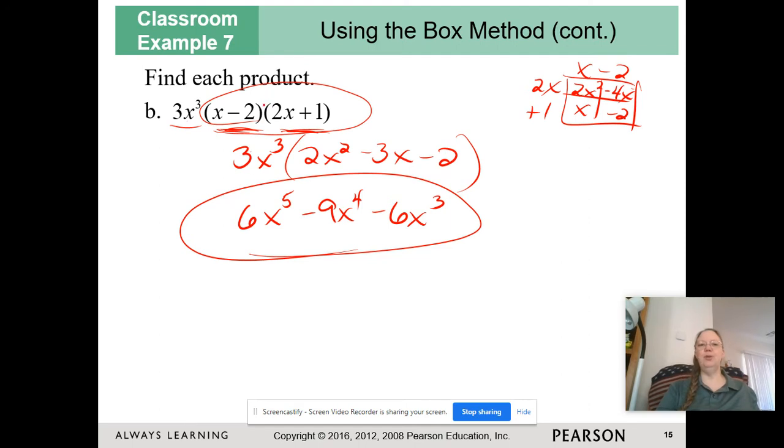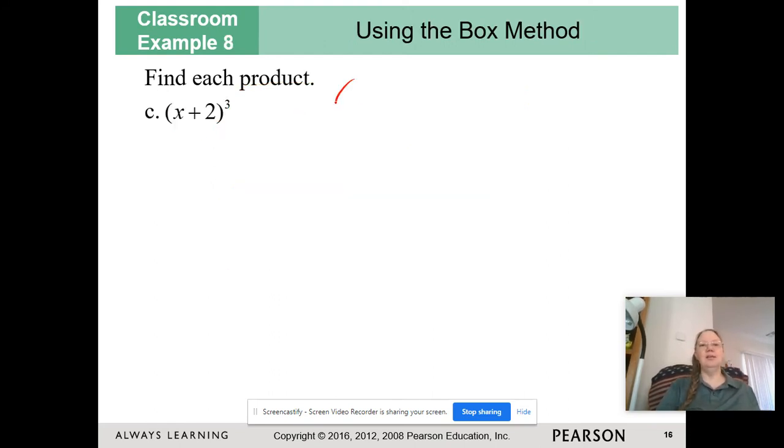Here's what students do incorrectly. If they try to distribute first, they multiply times the first one, and then they multiply times the second one. Basically, what you end up doing is multiplying the 3x cubed twice, which is incorrect.